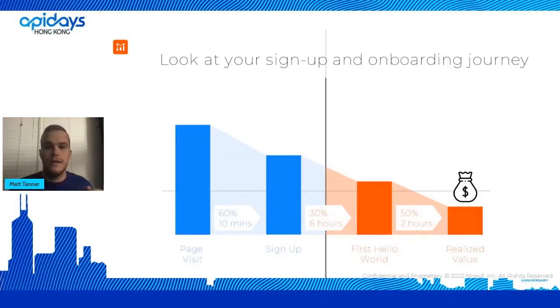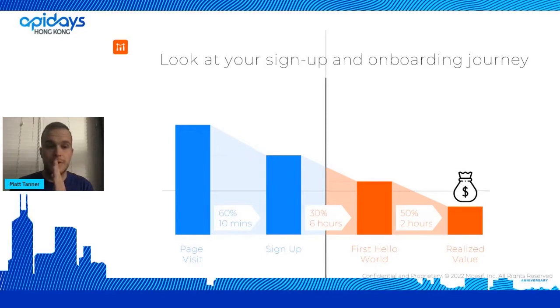This is one that I focus on really heavily, especially at Moesif: look at your sign up and onboarding journey. This is a basic funnel that we would see here. Imagine we have this page visit, then we have sign up, and then the stuff in orange would be where they're maybe using our API. So we want to look at both sides of that. How do people find out about our API and come to their initial page visit?